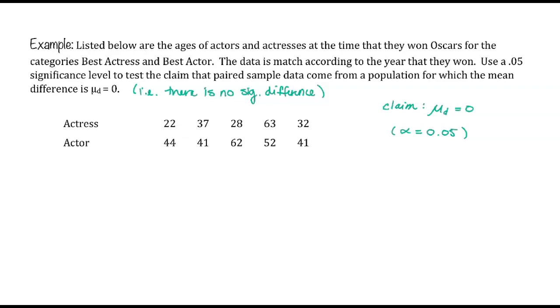We will need to build lists for our data. Let's let the actresses be our first sample, and we'll put those values into list 1. We'll let our actors be our second sample, and we'll put those values into list 2. We will then need to build list 3 equal to list 1 minus list 2. Let's get started with that part before we conduct the hypothesis test.